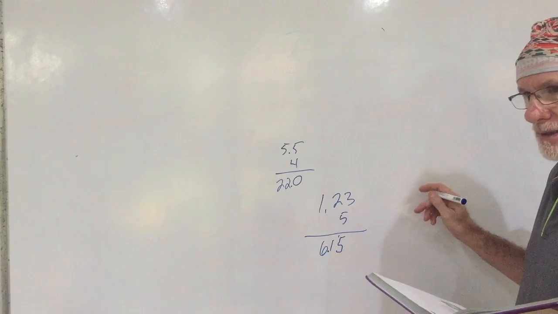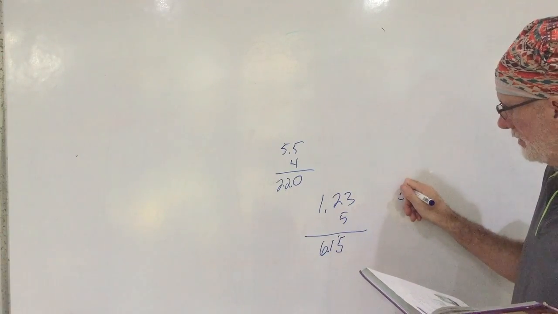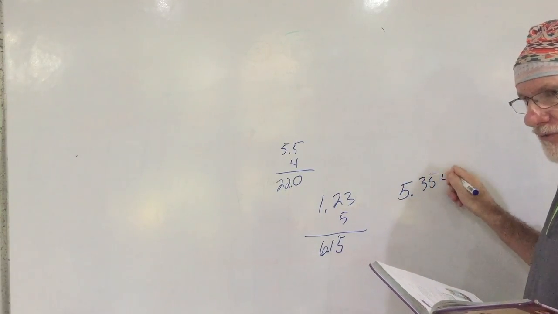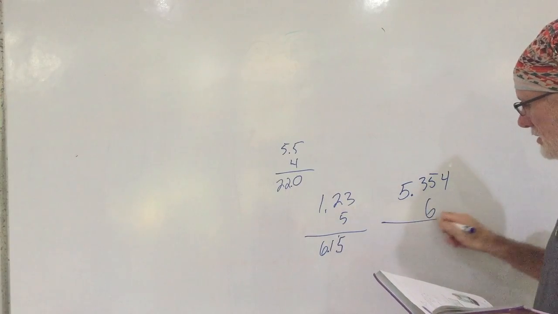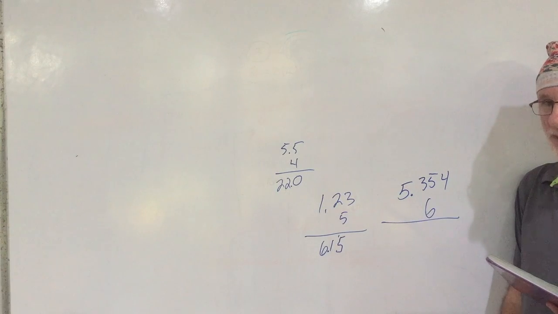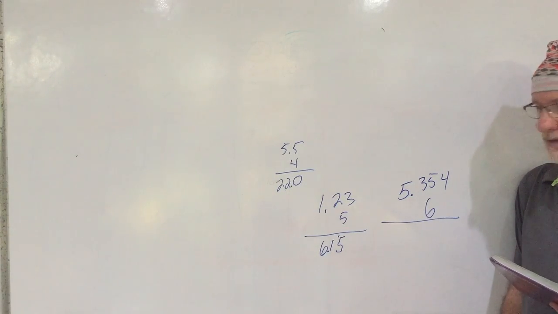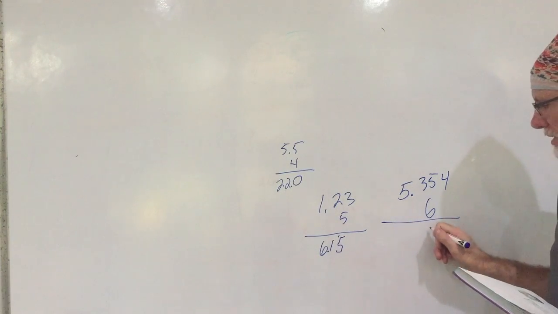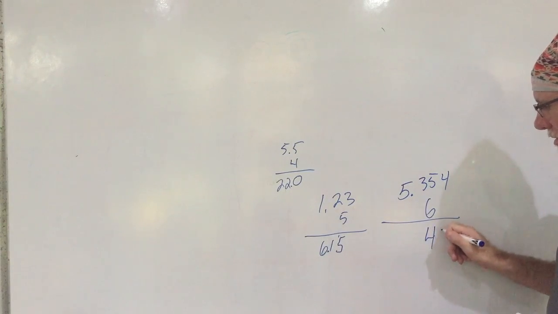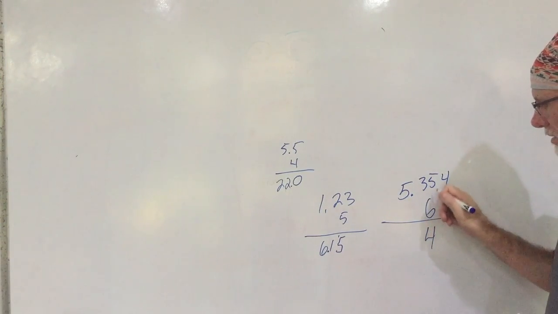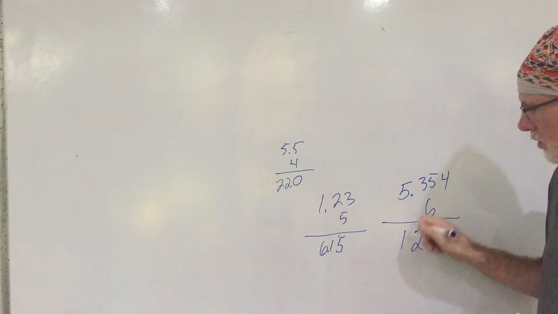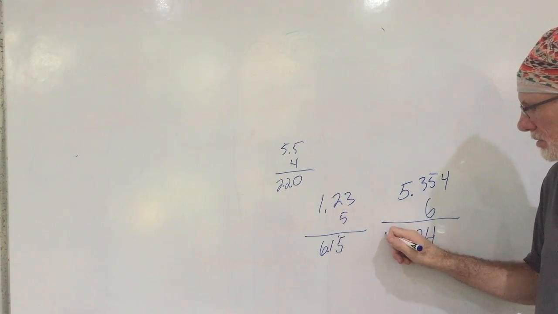It says 5.4 times 6. All right? Gentlemen, thank you for participating in a very, very nice way. Excellent. So, 6 times 4 is 24. 6 times 5 is 30, plus 2 is 32. 6 times 3 is 18, plus 3 is 21. That's 31.